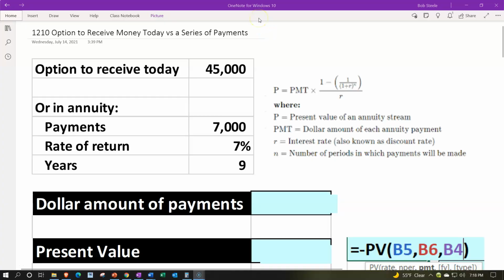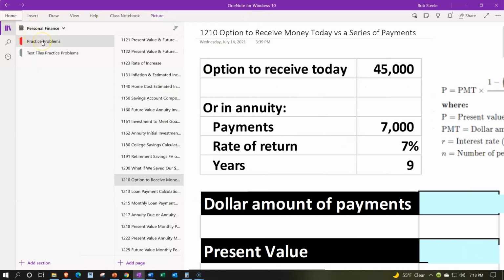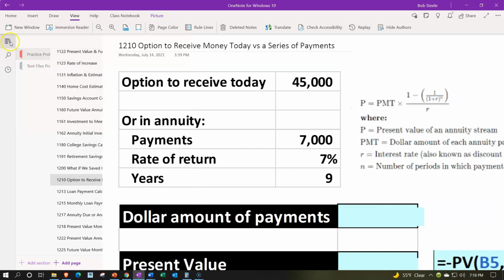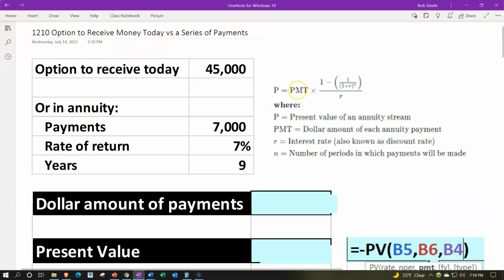Here we are in OneNote. If you have access to OneNote and would like to follow along, you're not required to, but if you would like to, we're in the icon on the left-hand side, the Practice Problems tab, down in the 1210 option to receive money today versus a series of payments tab. Also note, when using OneNote, take a look at the Immersive Reader tool. Our presentations will also be in the text area with the same name, same number, but with transcripts that can be translated into multiple different languages and either listened to or read in them. Closing the icon, we have the information up top, calculation down below.